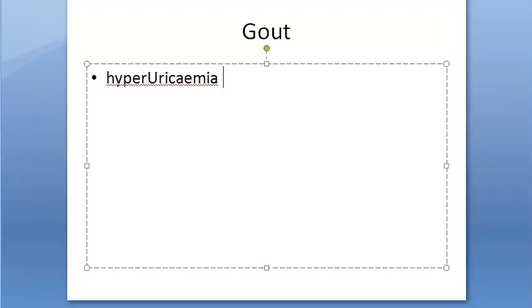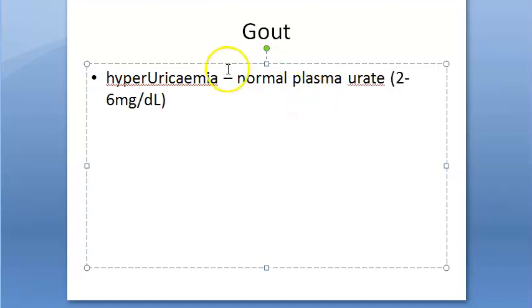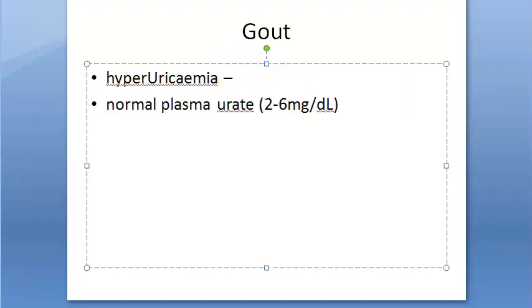Hyperuricemia. Emia is blood, right? So, this is increased plasma urate concentration. Now, they will ask, increased means how much? Normal plasma urate levels are 2 to 6 milligram per deciliter. Above this, you can call it hyperuricemia.